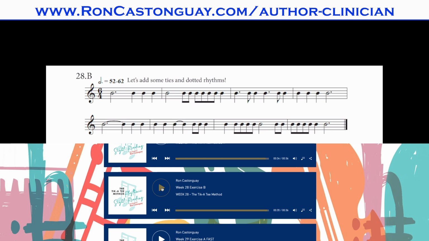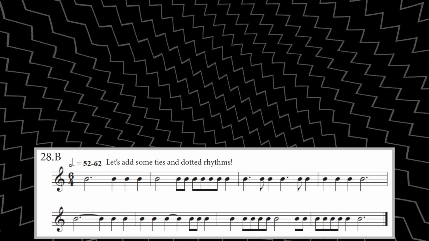Cool. Exercise 28B, man, that's a fun one. And again, there's no rest in there, so you just got to kind of sneak in a breath to maintain the integrity of those rhythms. Okay, if you did not yet choose option 3, if you have not yet performed exercise 28B on your instrument, you need to do that before moving on to the next exercise.